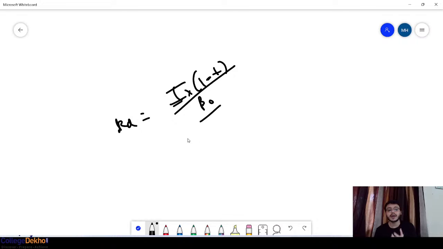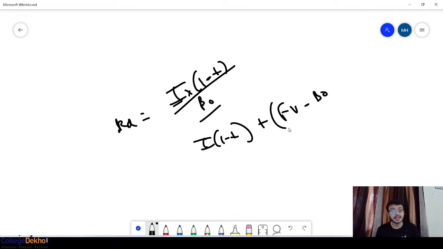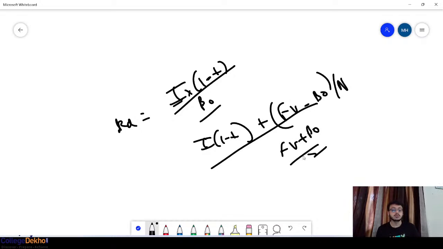Okay, then we also tried to calculate the redeemable bond, right? In that we had the whole big formula: the interest rate into 1 minus taxation, plus the face value minus the net proceeds, divided by your number of years, divided by your face value plus the proceeds by 2. So this formula we tried to understand in case of debt.